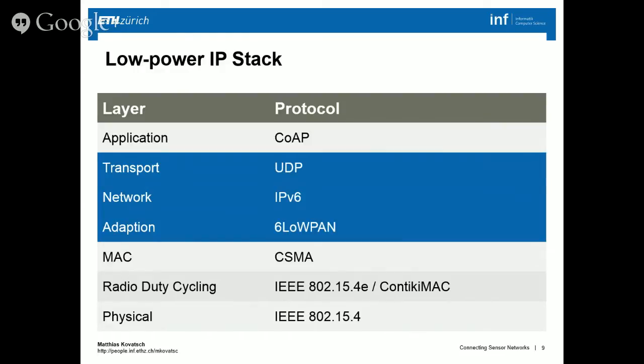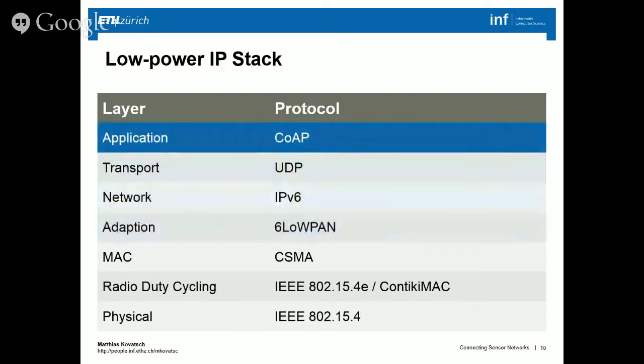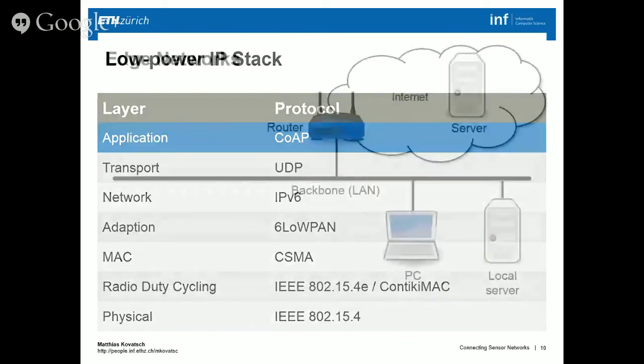The usual transport for that is UDP, because TCP doesn't perform that well if you have these lossy and low-power links with multi-hop communication. So UDP is a good choice. And at the application layer, something that's now becoming quite popular is CoAP, the Constrained Application Protocol, that also deals a bit with the lossiness of UDP, so it provides reliability, and it implements the REST architectural style to develop applications. But the focus of this talk is connecting wireless sensor networks.